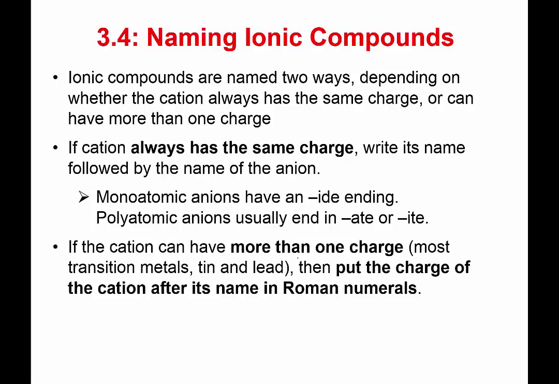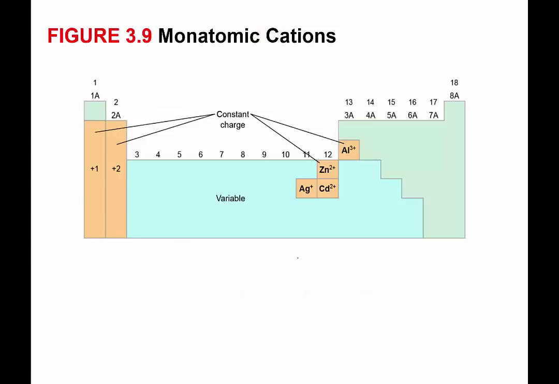Now the second method is for the cations that can have more than one charge. In that case, you have to specify the charge of the cation by writing its charge after it with Roman numerals. Keep in mind, this is an important point, we do not use the prefixes that we saw already. We don't use those in ionic compounds, only in covalent compounds.